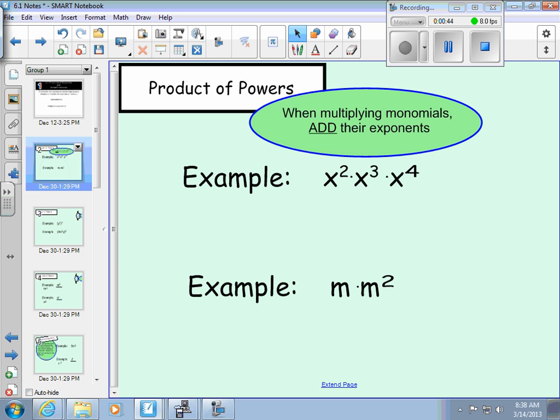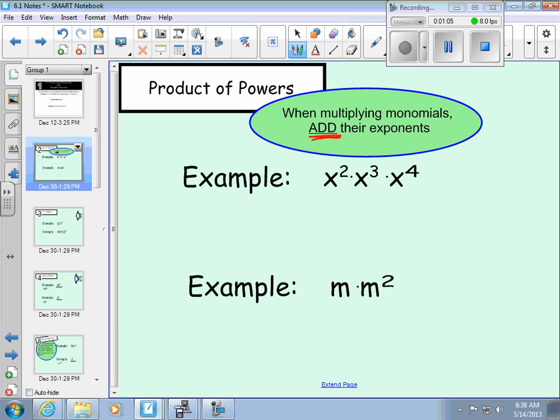The first one, product of powers. When multiplying monomials, you want to add their exponents. There's a couple examples on your sheet. This first one, we have x squared times x to the third power times x to the fourth power. We want to combine those into a single term.